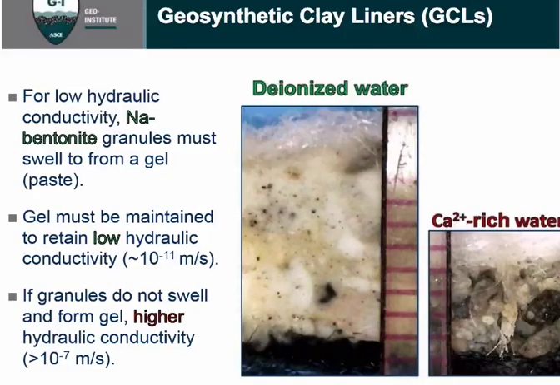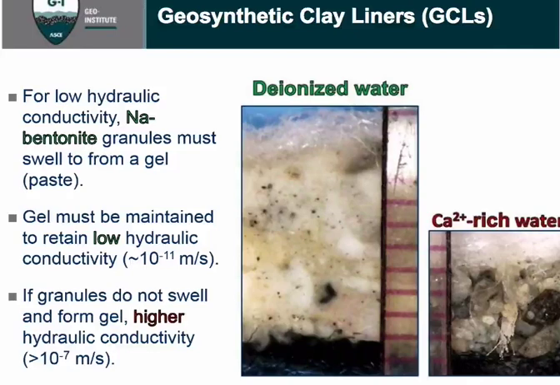The function of a GCL relies on the low hydraulic conductivity of the sodium bentonite layer, which is the mineral component of the middle of that system. For the sodium bentonite to have a low hydraulic conductivity, initially it's deployed as a dry powder or a dry granule, typically the size of a fine sand up to a medium sand. If that system weren't to hydrate, it would have a very high permeability, very high hydraulic conductivity.